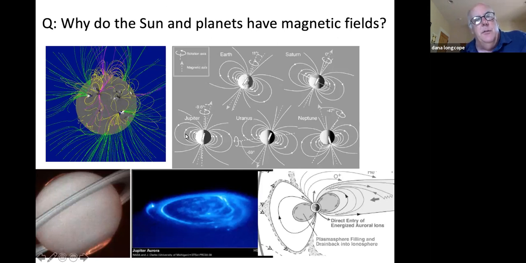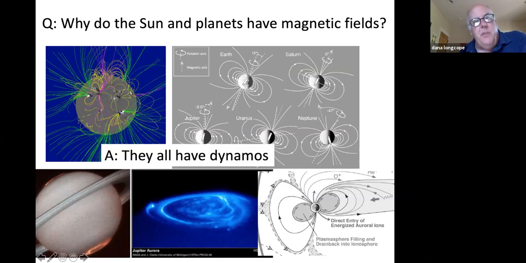And here are pictures of some of the dynamos we all know and love, sort of a rendering of the sun's magnetic field. You see everything here is given some idea of a little magnetic field, including a beautiful picture of Saturn and then a close-up of Jupiter's aurora, which gives you an idea that, yes, they have magnetic fields as well. So there's the answer.